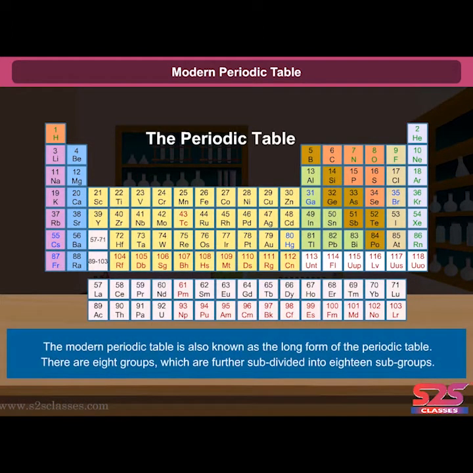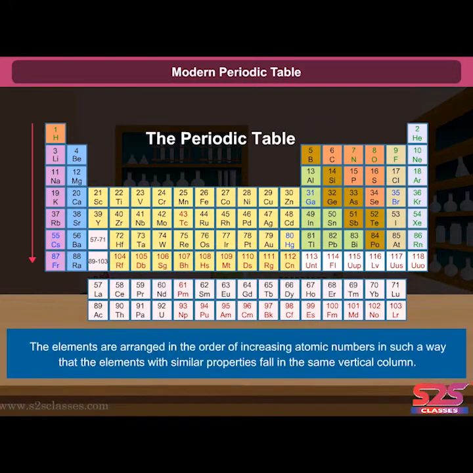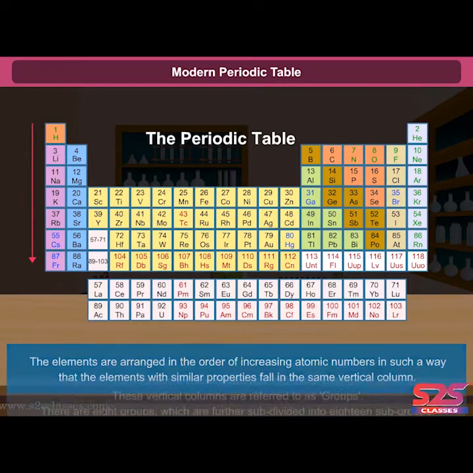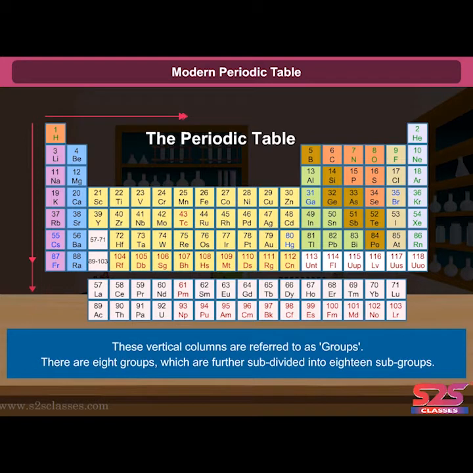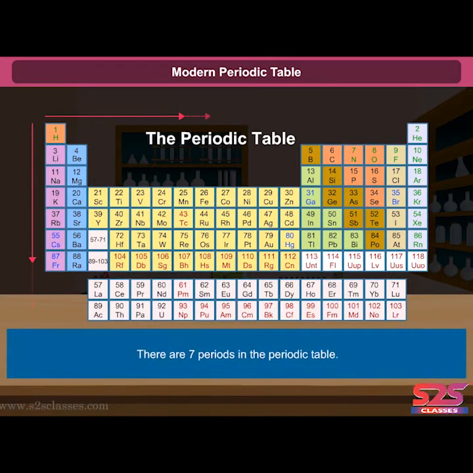The modern periodic table is also known as the long form of the periodic table. There are 18 groups. The elements are arranged in the order of increasing atomic numbers in such a way that the elements with similar properties fall in the same vertical column. These vertical columns are referred to as groups. There are 7 horizontal rows in the periodic table. These are called the periods.